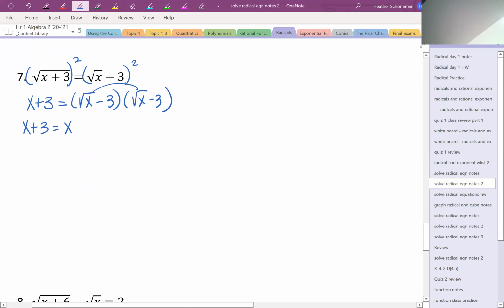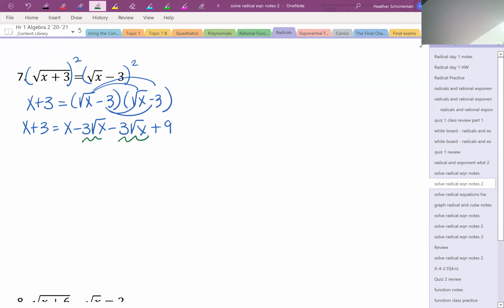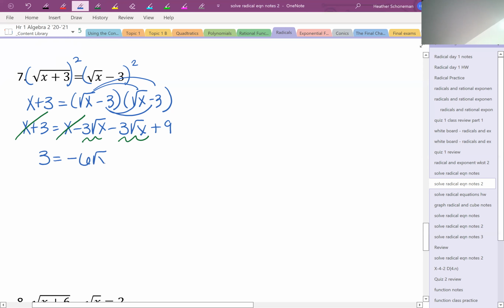Square root of x times square root of x is x. Then I have -3 square root x. Over here, -3 square root x. And then plus 9. Now, I definitely want to combine like terms. But something else we might point out: when we have an equation and we have the exact same thing on both sides, they cancel out. So on this one, the x's cancel out. So when I simplify this, I get 3 equals -6 square root x plus 9.